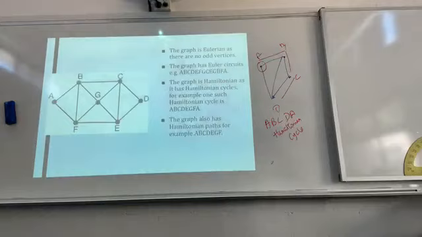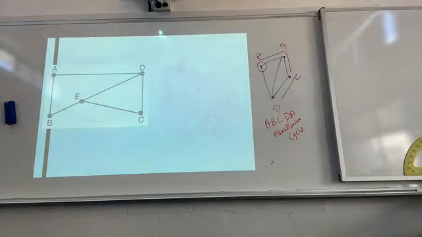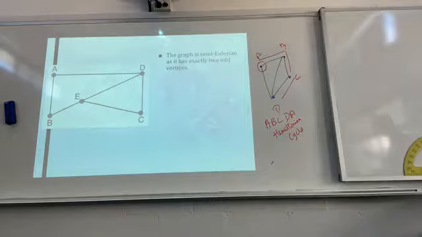It is tricky. What about this? Think about this. Could it be Eulerian? Could it be Hamiltonian? This is actually something they will ask you a question like this. It's Hamiltonian. How many odd vertices are there? Exactly two. It's semi-Eulerian and it's Hamiltonian. Semi-Eulerian, because there are exactly two odd vertices.